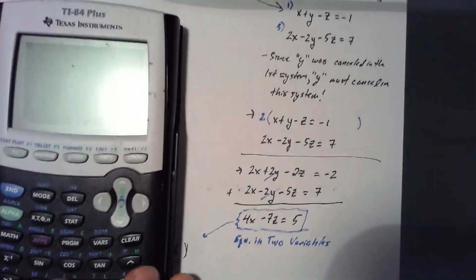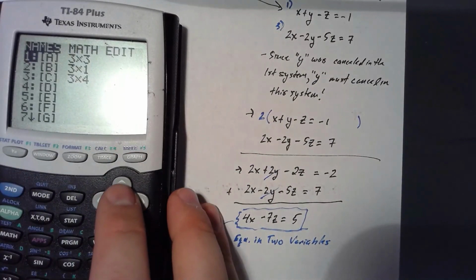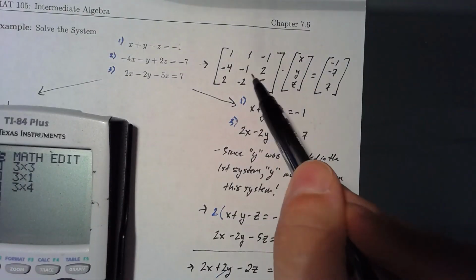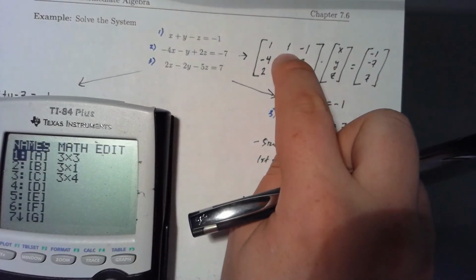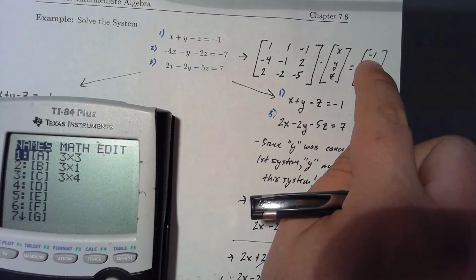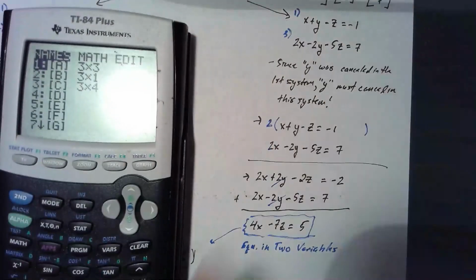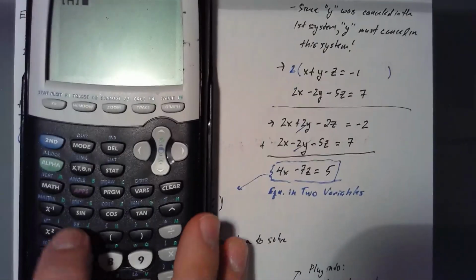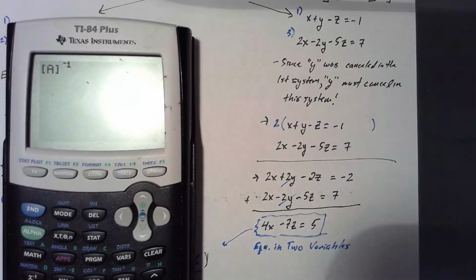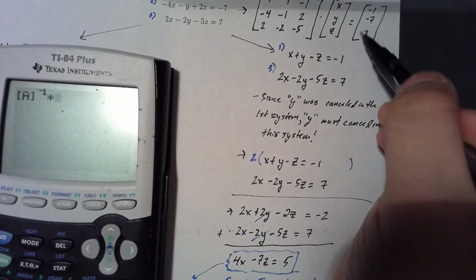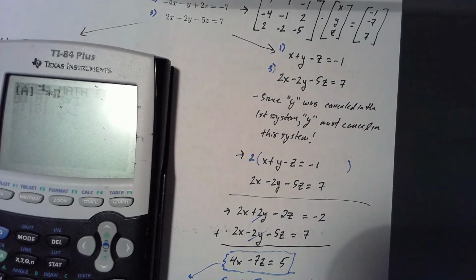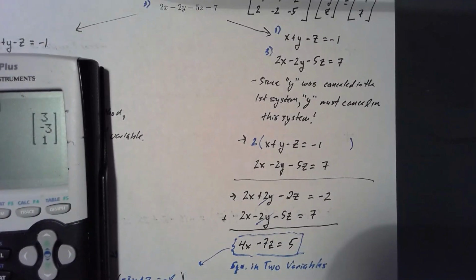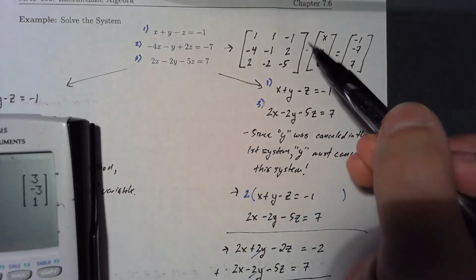That's the inverse button. So if I go to matrix, I want to multiply this matrix by the inverse of this one. So what I'm going to type is the inverse of this matrix, which is matrix A, times this matrix, which is B. So the inverse of that is going to be that. I'm going to multiply that by matrix B, which is this side. So I'm going to go to matrix B, hit enter, and I get those values. 3, negative 3, 1. Those are the values for x, y, and z.